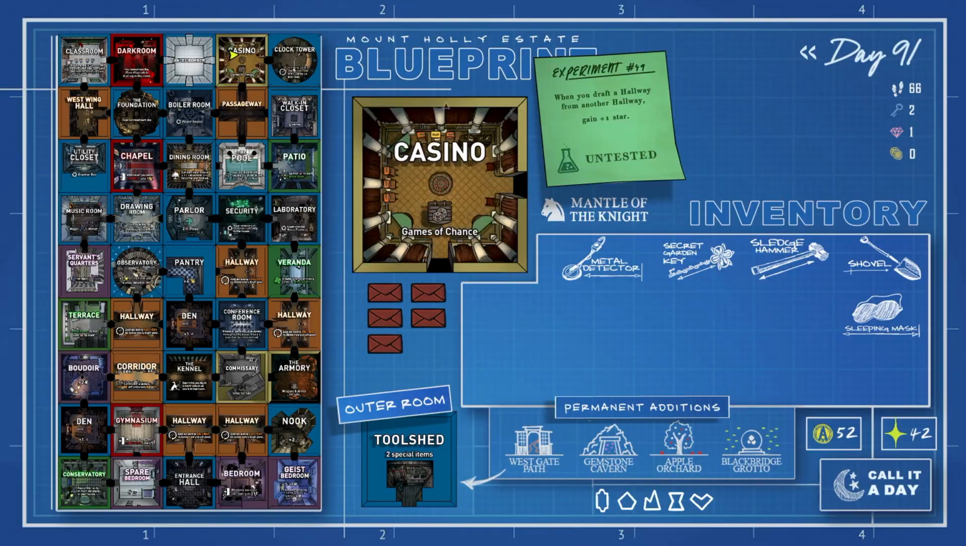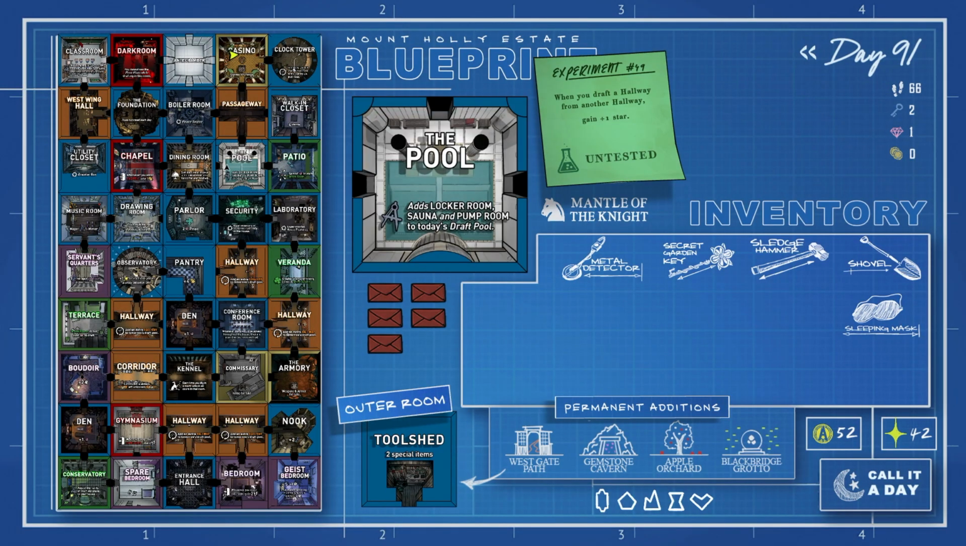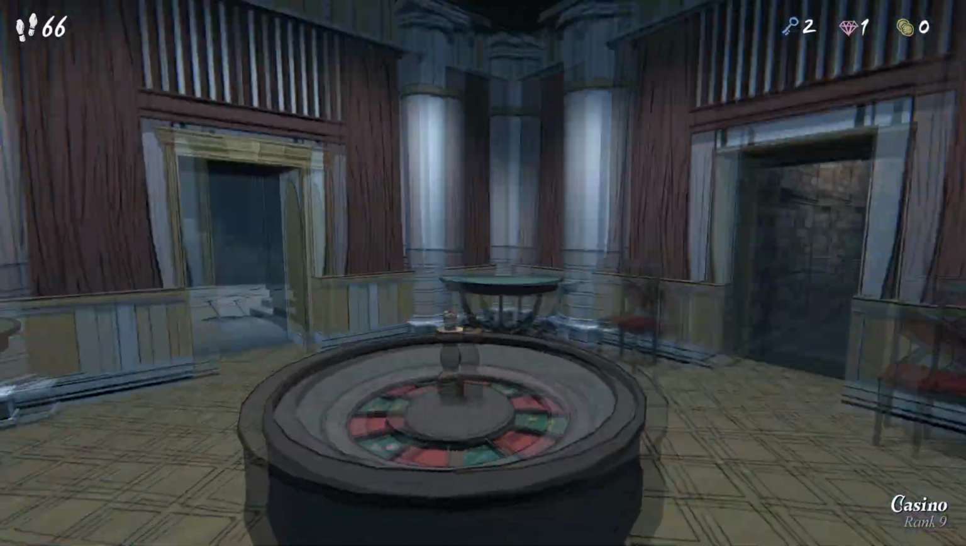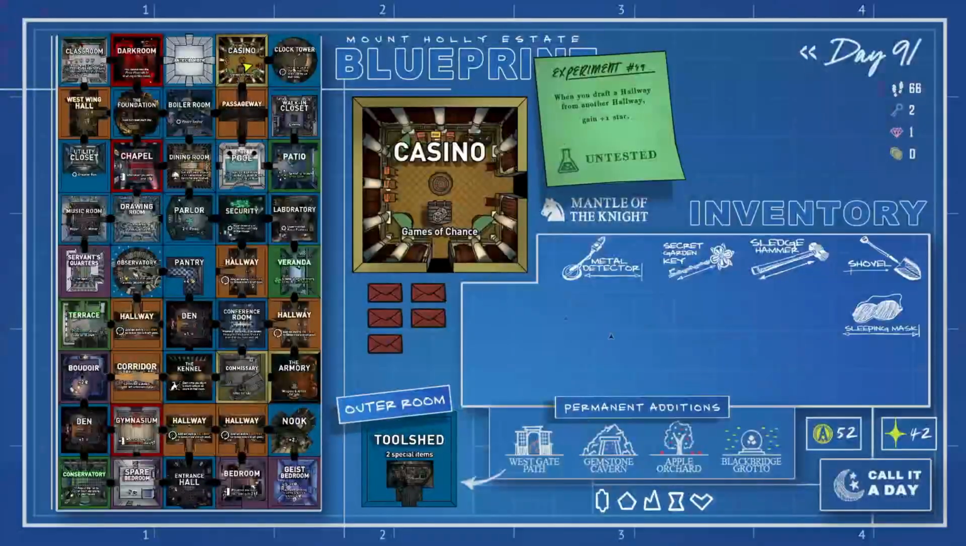We blew all our money in here. I still didn't get anything worthwhile. I got the pool, but I drafted it late, so I couldn't get the pump room so that we can mess with the reservoir. Sad days.